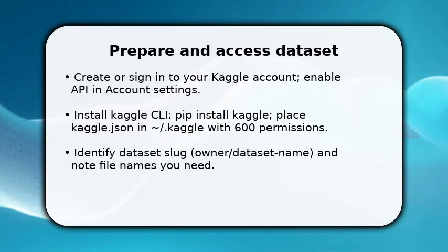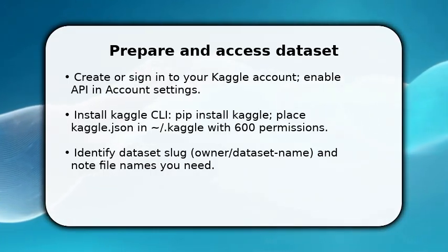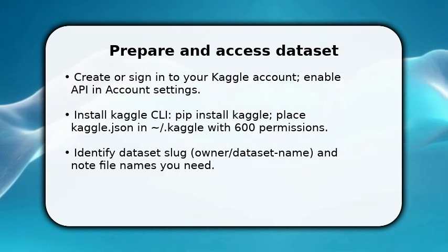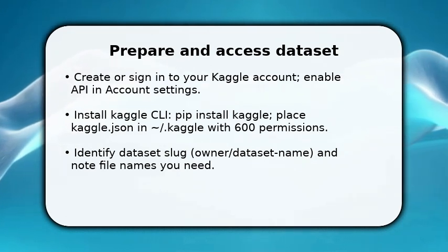Once done, install the Kaggle CLI and move your Kaggle JSON to the correct folder with secure permissions so tools authenticate. Then locate the dataset slug and list the files you need. Knowing exact names avoids extra downloads. These steps let you script repeatable downloads rather than clicking through the web interface.